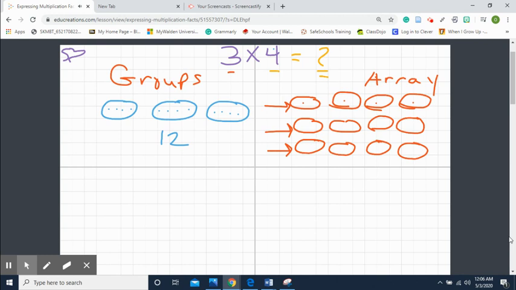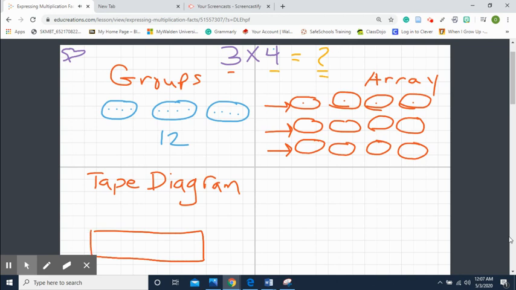Okay? Another way that you can express 3 times 4 is by doing what we call a tape diagram. And by the way, students, we learned all these ways in class. So here we go. If we want to express 3 times 4, on this tape diagram, we would have to have 3 sections because that's the first number, and then 4 in each section, and then the total would be 12. This is again 3 times 4.